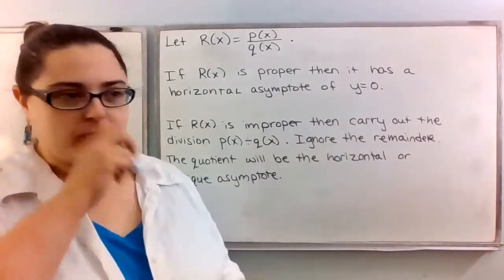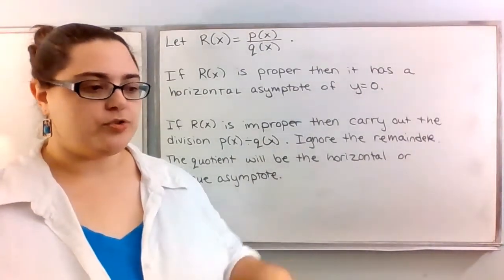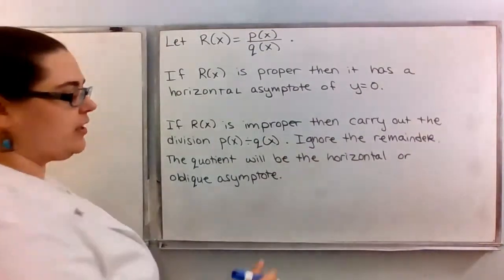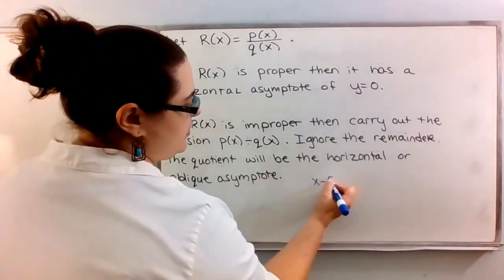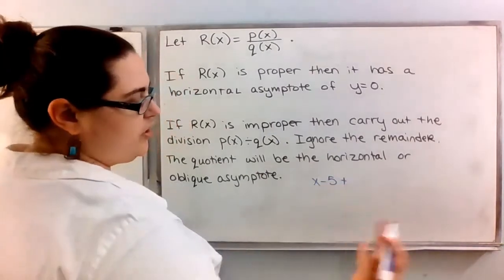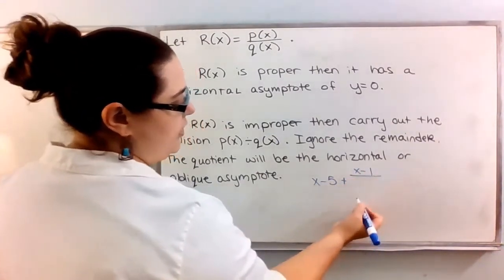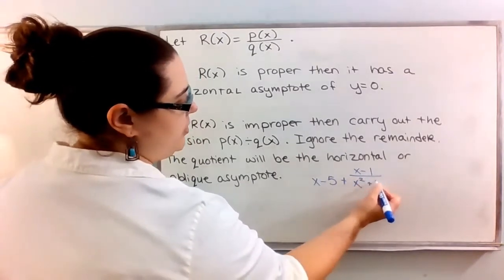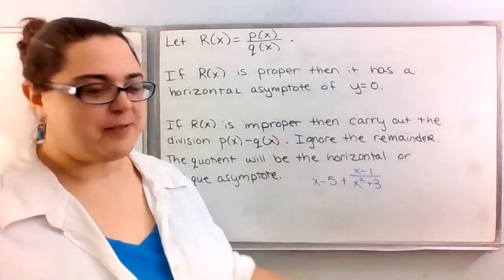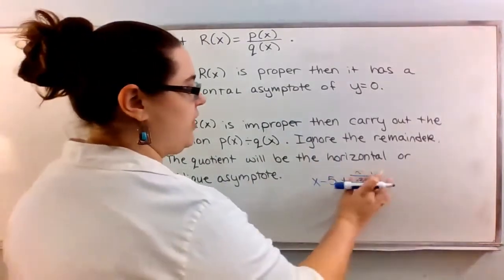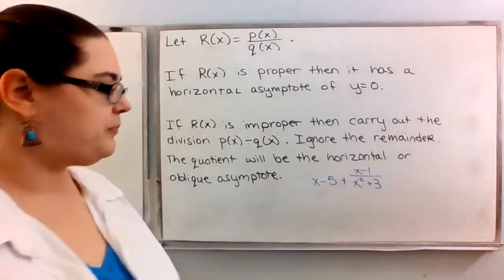Let's say you do your dividing, and you get something like x minus 5 plus, and then your remainder was x minus 1, divided by x squared plus 3. Again, I'm just making this up, okay? Sorry, let's say you got x minus 1. Yeah, something like that.